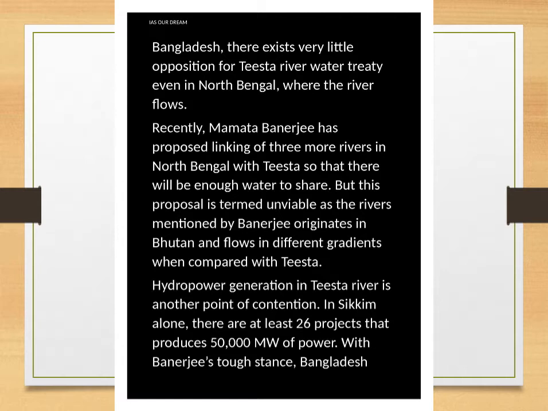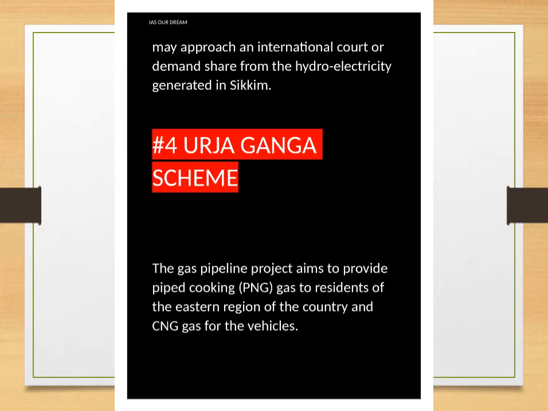And some other information regarding Tista is that hydropower generation on the Tista river is another point of contention between India and Bangladesh. In Sikkim alone, there are at least 26 projects that produce 50,000 megawatts of power. With Banerjee's tough stance, Bangladesh may approach an international court or demand a share of the hydroelectricity generated in Sikkim. So these are the issues involved as far as Tista water is concerned.